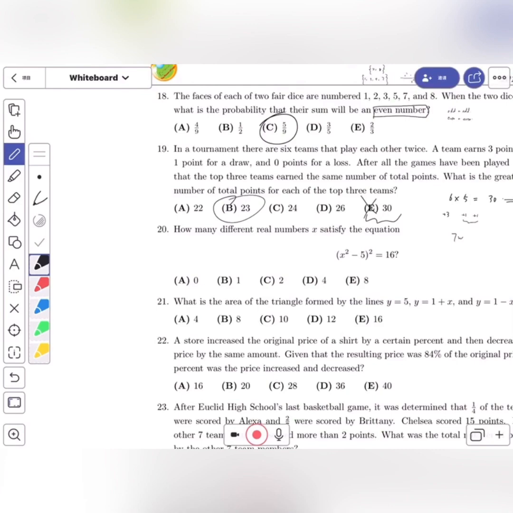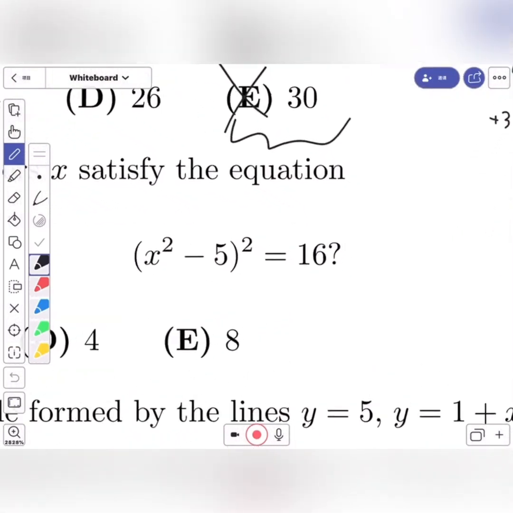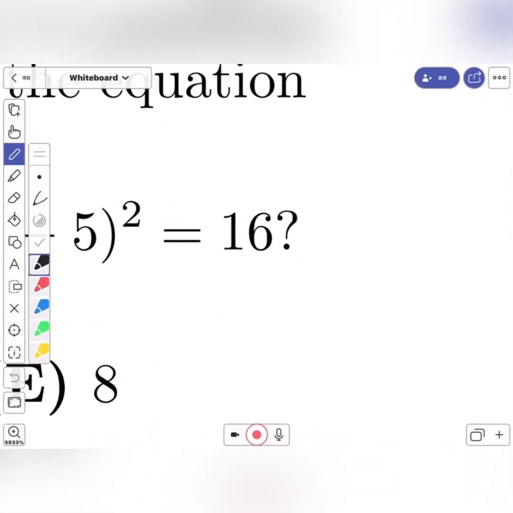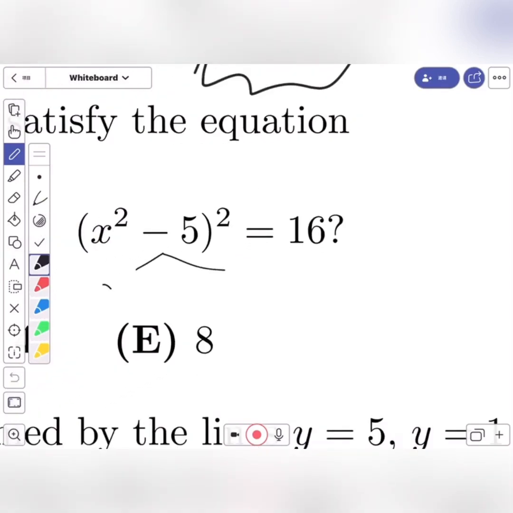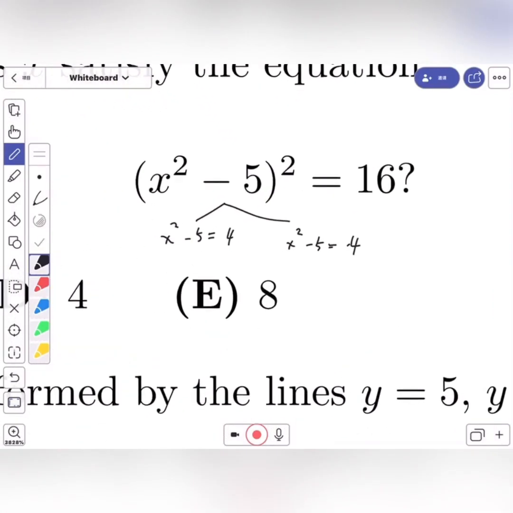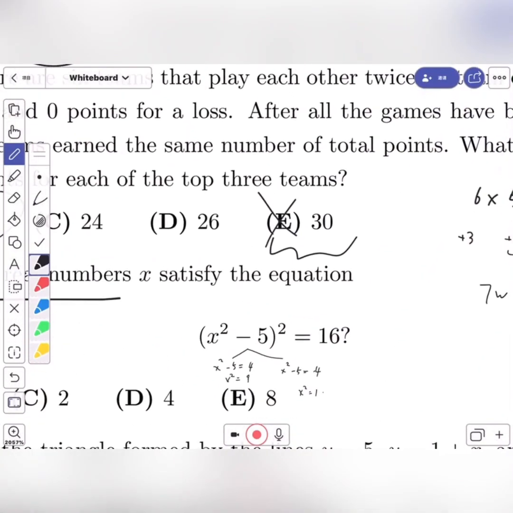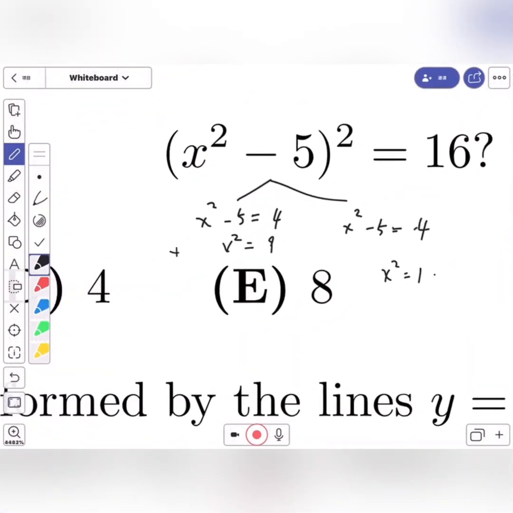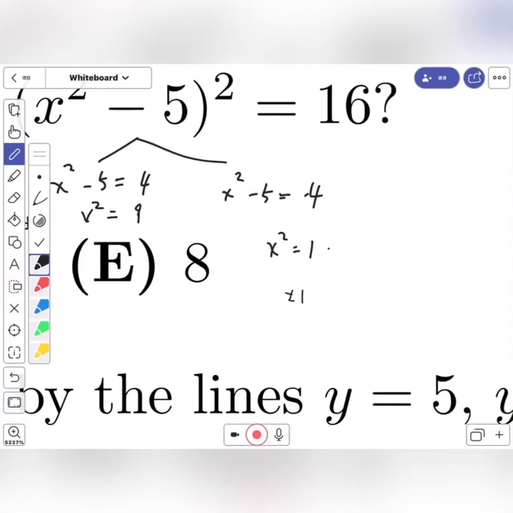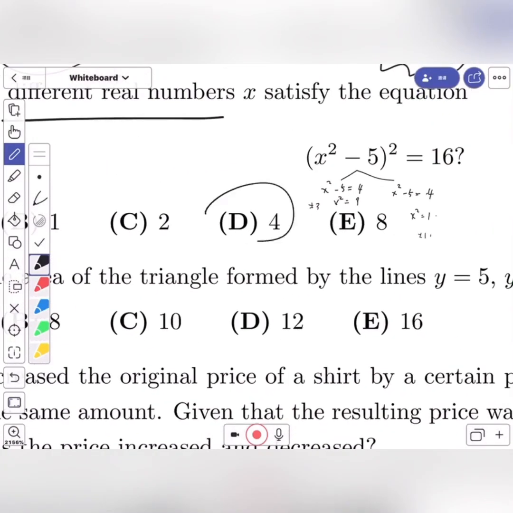So number 20. How many different real numbers x satisfy the equation x squared minus 5 squared is equal to 16? So from here we can see that x squared minus 5 is equal to 4, or x squared minus 5 is equal to negative 4. This gives us x squared is equal to 9, and x squared is equal to 1. So for each of these, we can have plus or minus 3, and plus or minus 1. So our answer will just simply be D, 4.